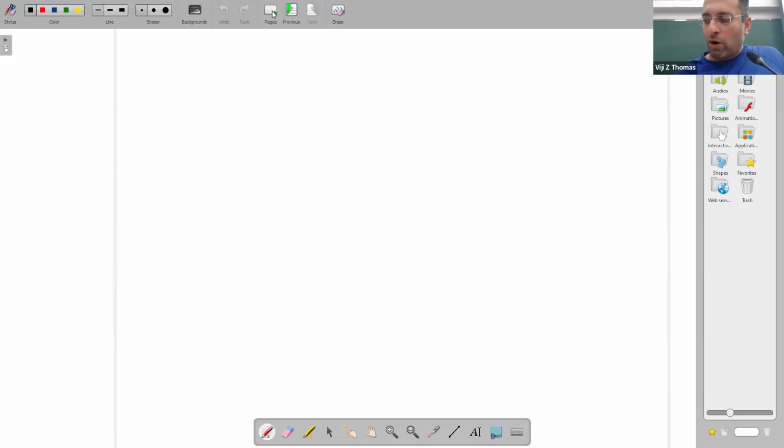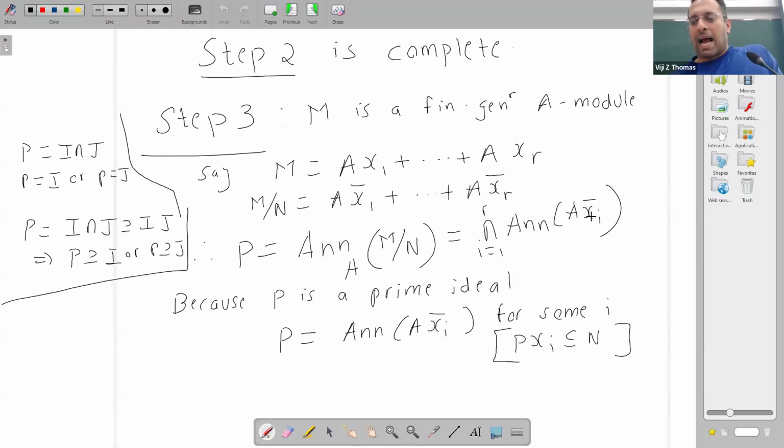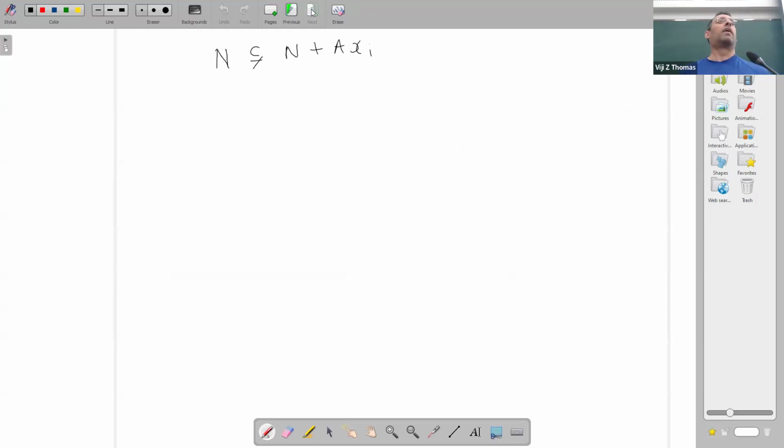Now we want to make another observation. N is strictly contained in N plus AXI. Why is it strictly contained? See, Xi doesn't belong to N because we have assumed Xi is among these generators here. If one of them were in N, then this would be a smaller number and that would not be the element that we would be picking. So Xi is not in N. So this is strictly contained.